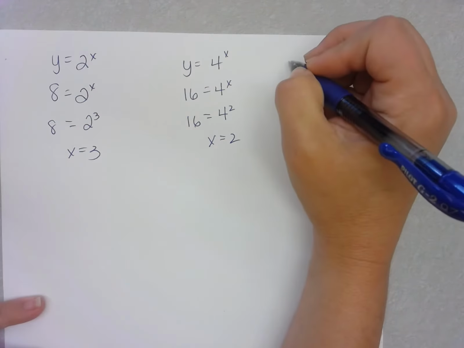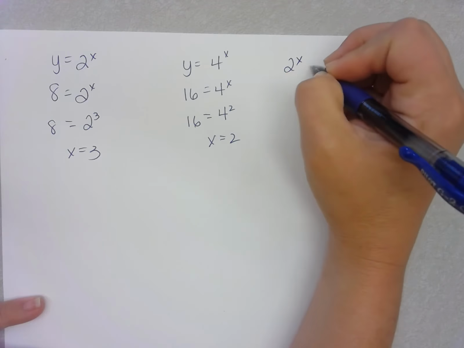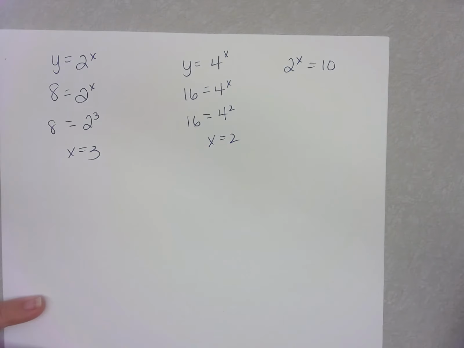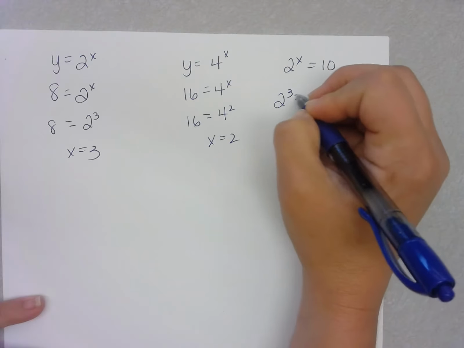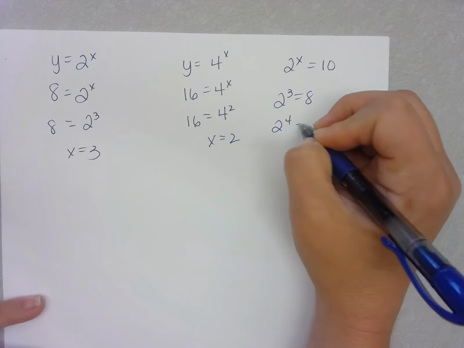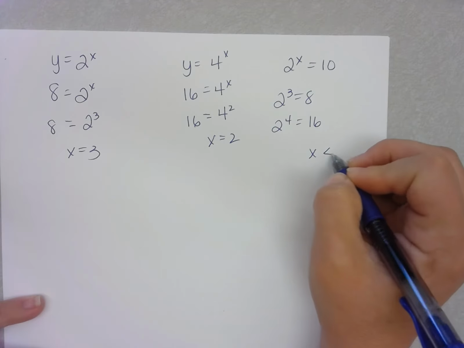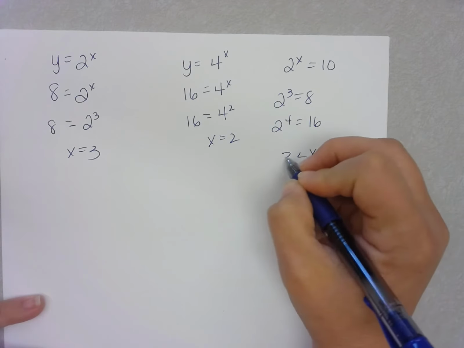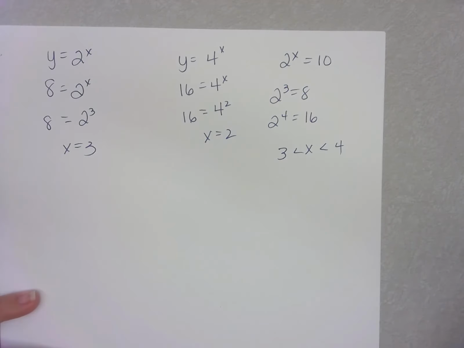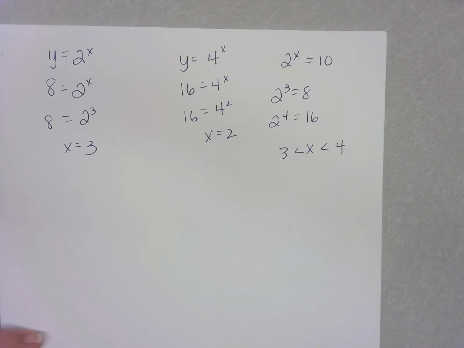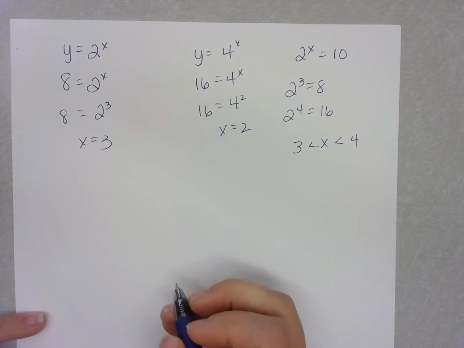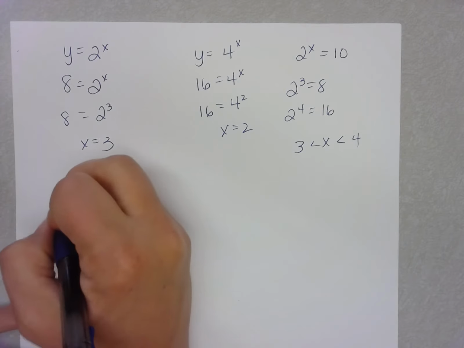So let's see, what if I wanted to know where is 2 to the x equal to 10? Well, I'm not sure, right? I know that 2 cubed is 8, and I know that 2 to the 4th is 16, so it's probably between 3 and 4, and probably closer to 3 than 4, but that's really all I can say about it. So we're going to need a new function. So that is called a logarithmic function.